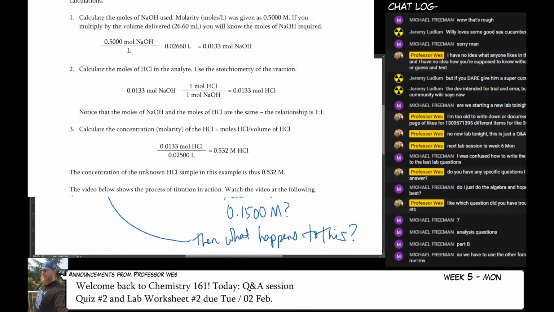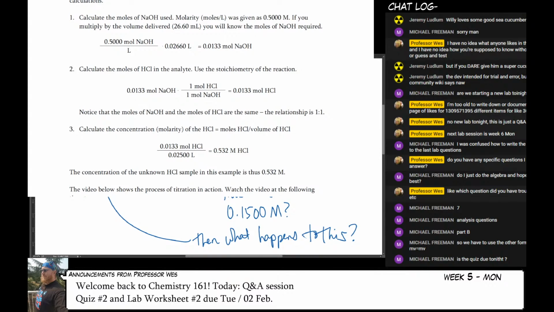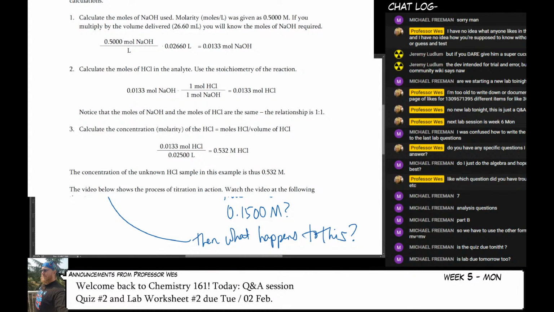Any other questions? Is the quiz due tonight? No, it's due tomorrow. I mean, I think so anyway. It should be due tomorrow, right? I didn't change the note on the screen, so I assumed that that was correct, because nobody corrected me. Yeah, due February 2nd. Available till February 3rd. So it closes at the end of Wednesday. Yeah, labs due at the same time.